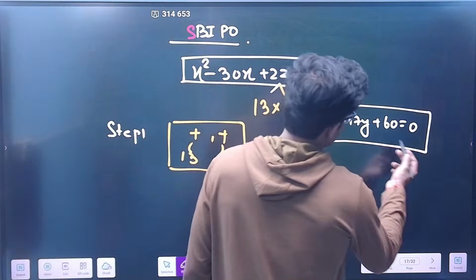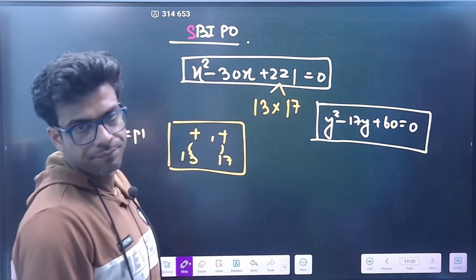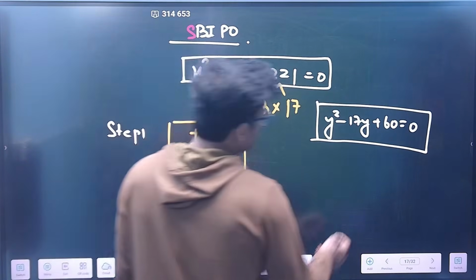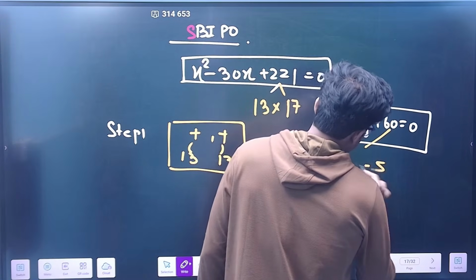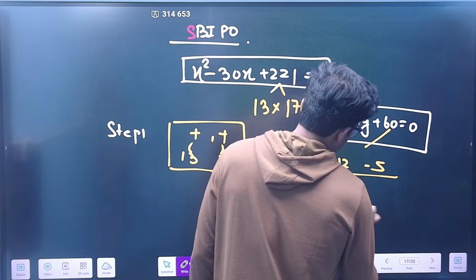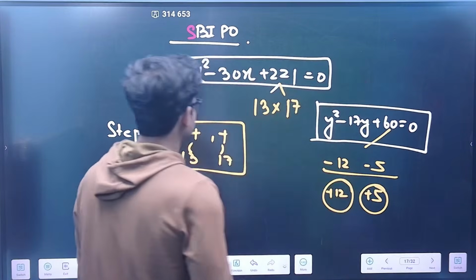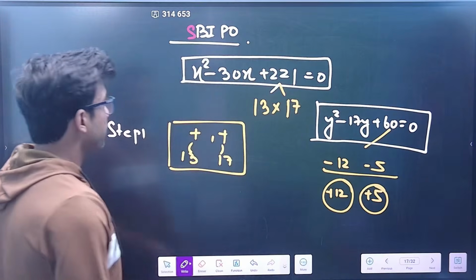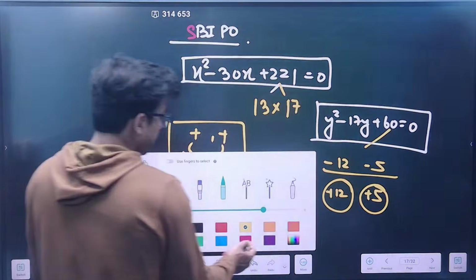60 is what? 12 fives are 60. Again minus signs are there. Minus 12 and minus 5 give you minus. But the roots would be what? Plus 12 and plus 5. I hope you can see all these things. Pick out each and every value. If you put this, now see, I will change the color of the marker.